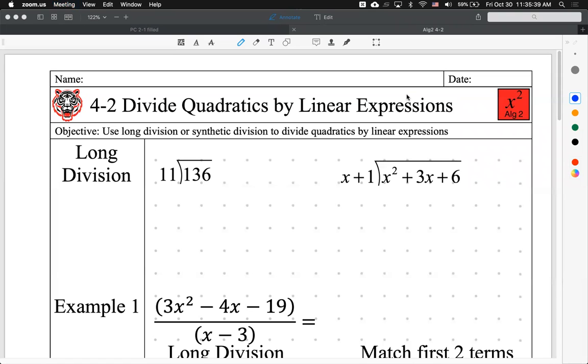Yes, Algebra 2, Lesson 4-2, divide quadratic by linear expressions.